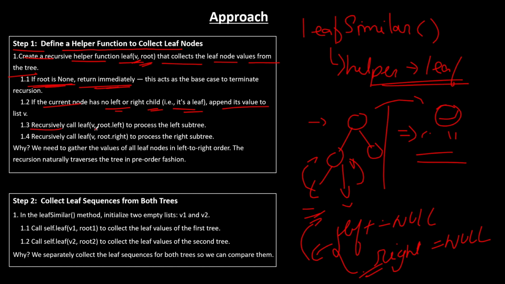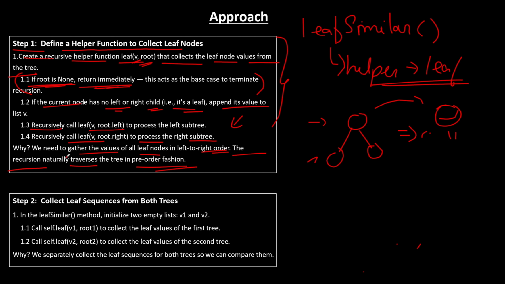So recursively we call for root.left to process the left subtree until we hit the base case condition, which is this one. And after that we go to the right subtree and do the same. Fine. Why do we have to do this? Because we need to gather the values of all the leaf nodes in left to right order. The recursion naturally traverses the tree in pre-order fashion. Fine. Now after doing that, collect the leaf sequence from both trees. Now wait. Suppose we are given tree 1 and tree 2.